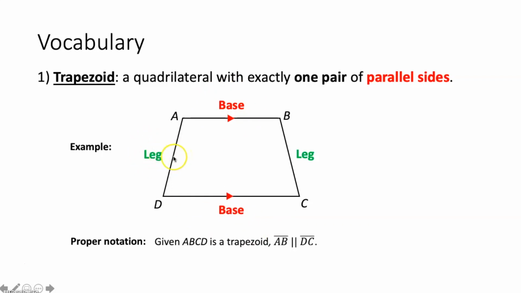Now the legs are going to be the pair of opposite sides that are not parallel to one another. So here that would be segment AD or DA and segment BC or CB. But again, a trapezoid is a quadrilateral that only has one pair of parallel sides. It can't have both pairs. That makes it a parallelogram.